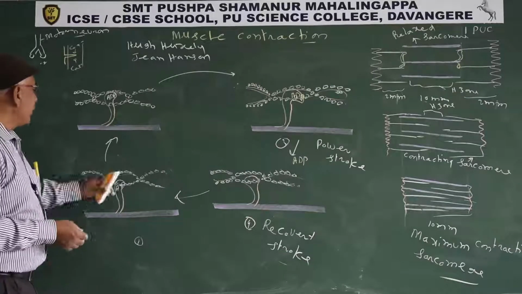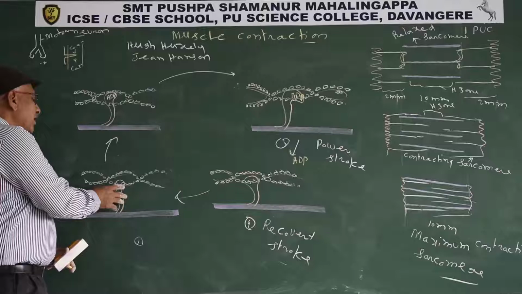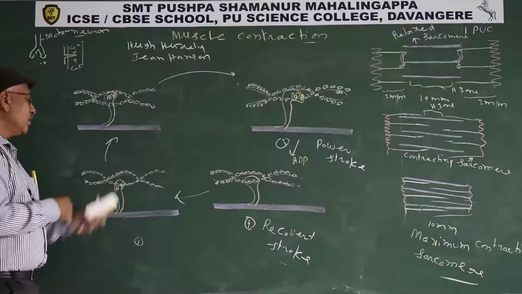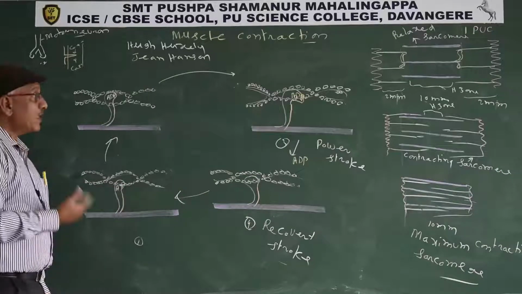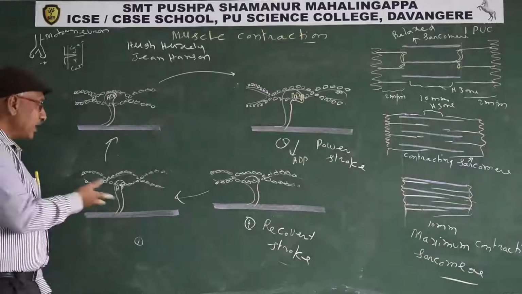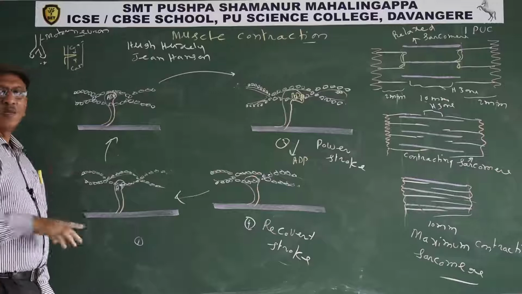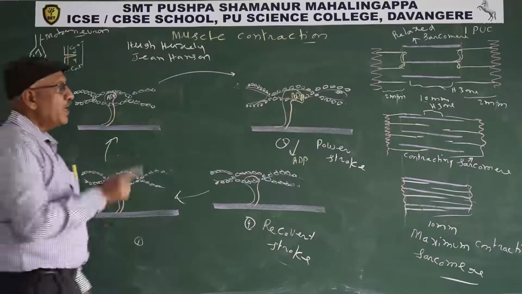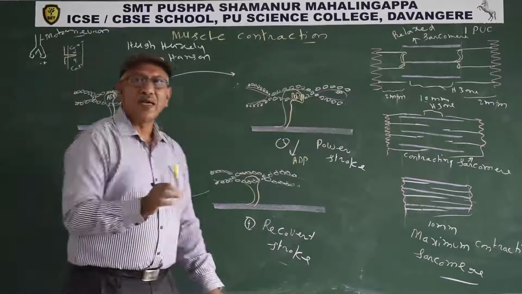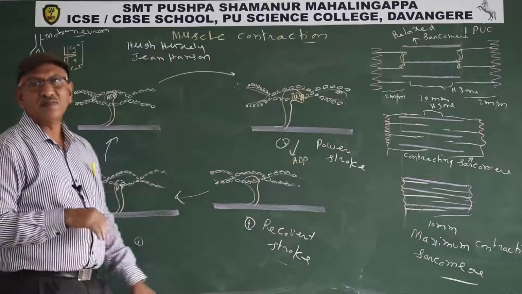That's why, once the myosin head separates from the actin site of the actin protein, the actin filament may try to slip back, but immediately it attaches again and pulls. That's why during muscle contraction, the I band and H zone never regain their original length.